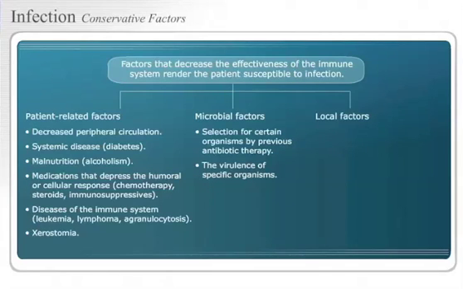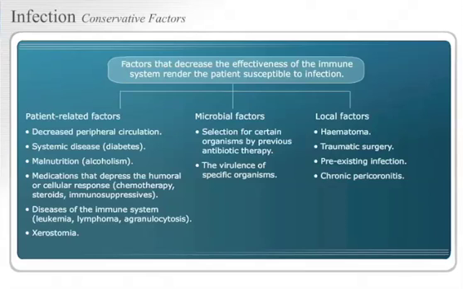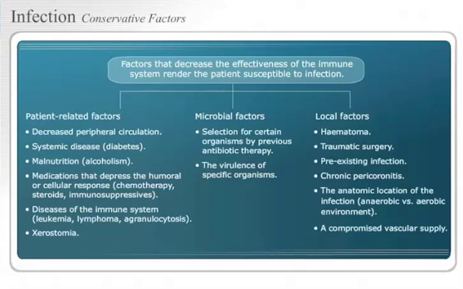Local factors that might weaken the immune system include hematoma, traumatic surgery, pre-existing infection, chronic pericoronitis, the anatomic location of the infection, for example, if it is located in an anaerobic or aerobic environment, a compromised vascular supply, and necrotic tissue.